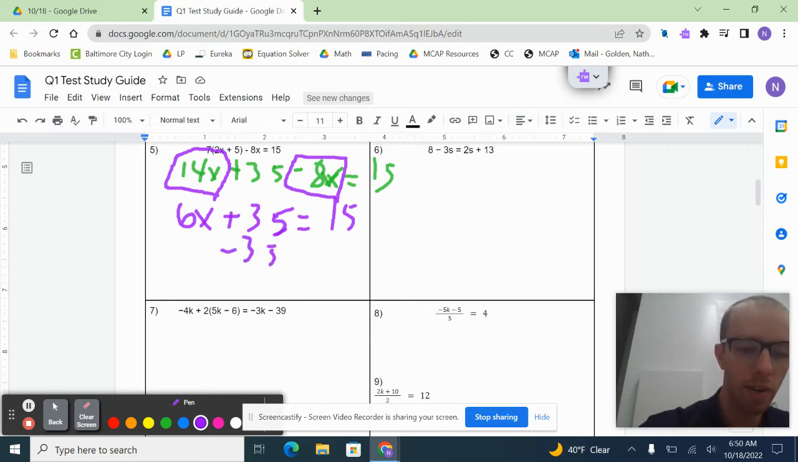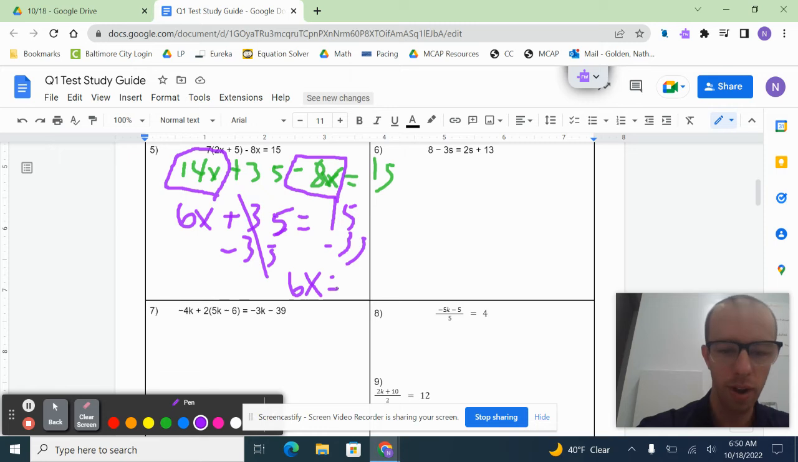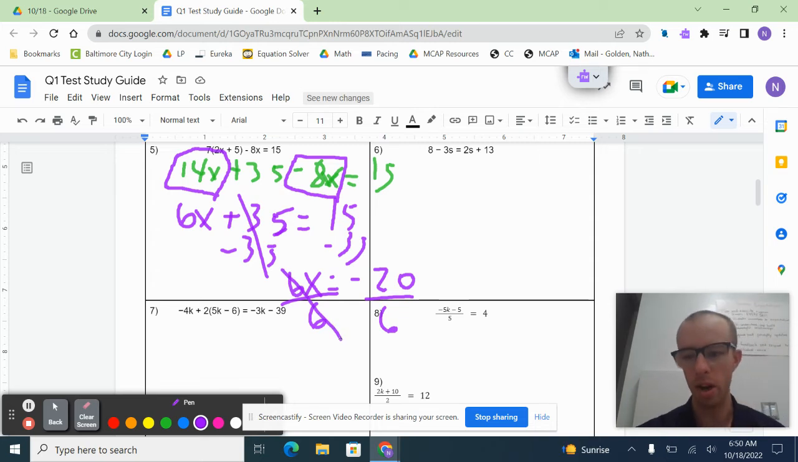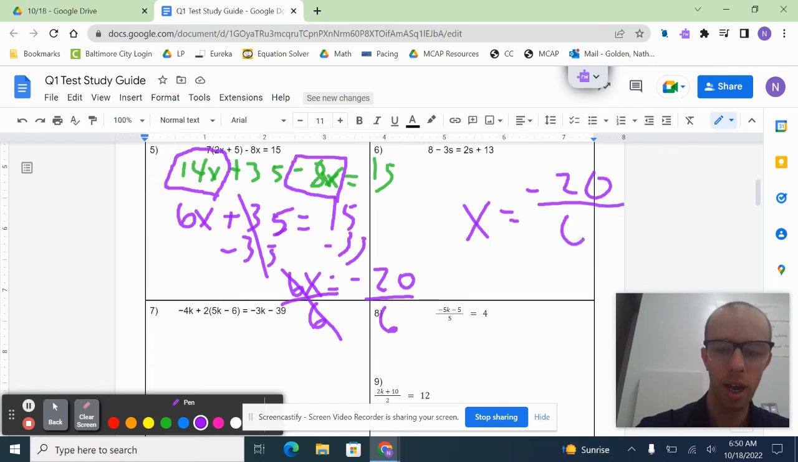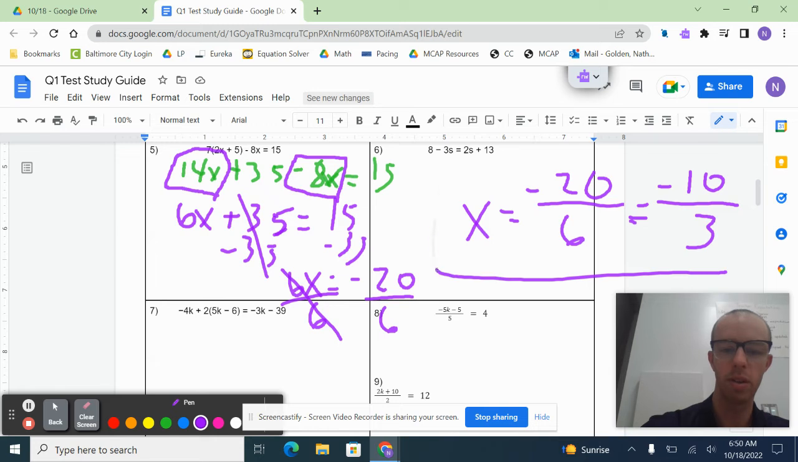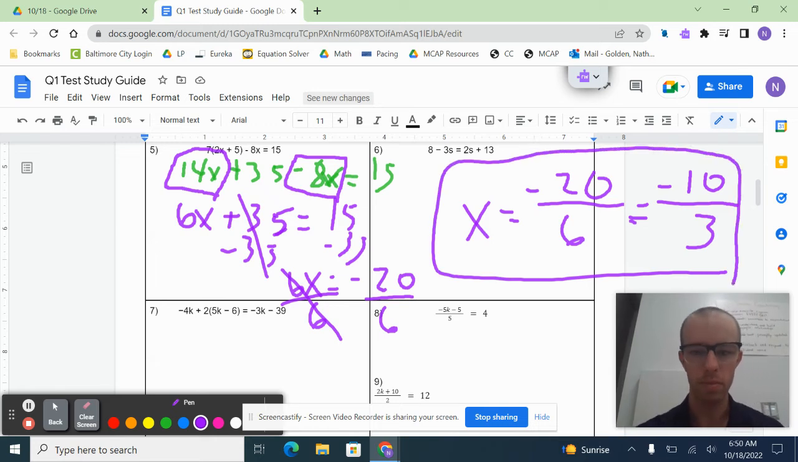I subtract 35 from each side. These cancel. I get 6x equals 15 minus 35 is negative 20. Divide each side by 6. These cancel. 6 does not go evenly into negative 20. So I can simply leave this as a fraction. This would be an acceptable correct answer. It does reduce. If you wanted to reduce it, this is not necessary for our test, but just so you know, it does reduce to negative 10 over 3. All right.